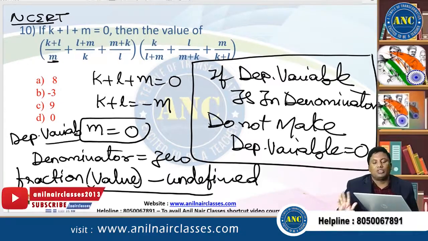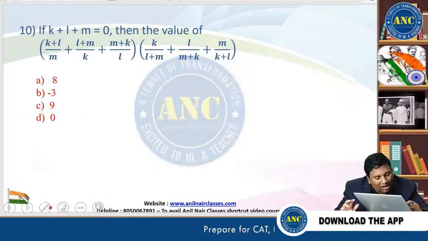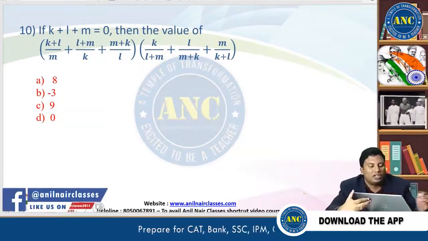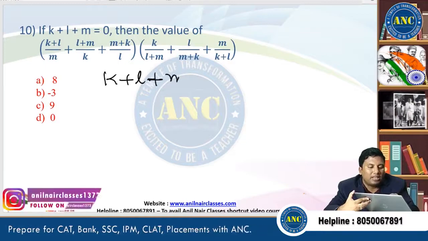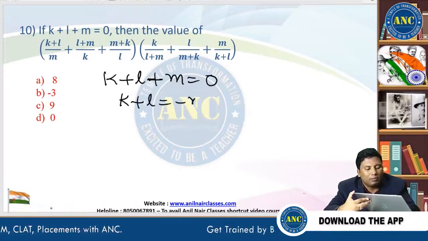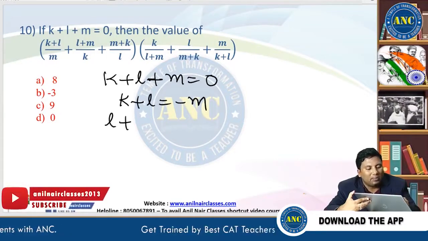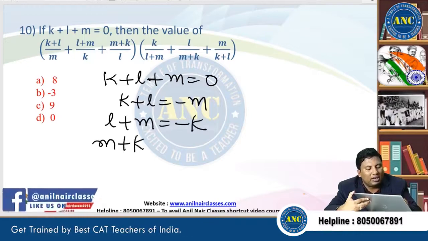Don't make m value 0, the answer will go for a toss. Now if n value is not 0, how should we solve this question? This is nothing but a symmetric question. If k plus L plus M is 0, what is k plus L value? Minus M. What is L plus M value? Minus k.